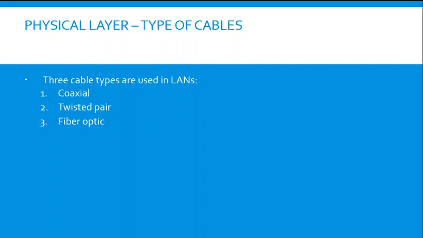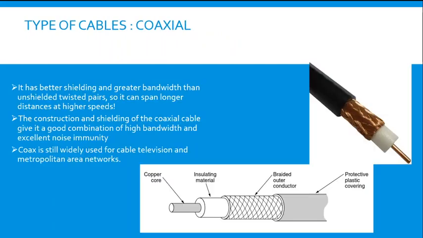We have the coaxial cable type, twisted pair, and fiber optic, which is really fast. So the coaxial has better shielding, as you can see, and it has greater bandwidth than unshielded ones. It can span longer distances at higher speeds. It's faster than the twisted pairs. The construction shielding of the coaxial cable gives a good combination of high bandwidth and excellent noise immunity.